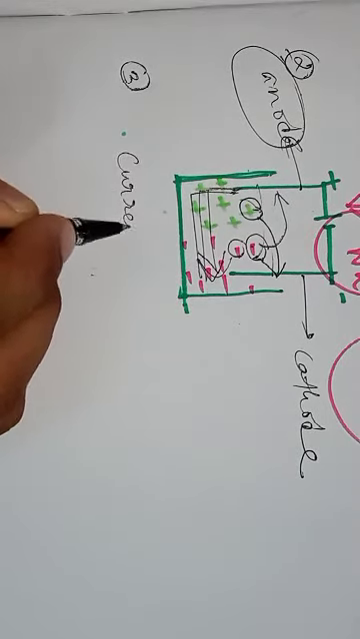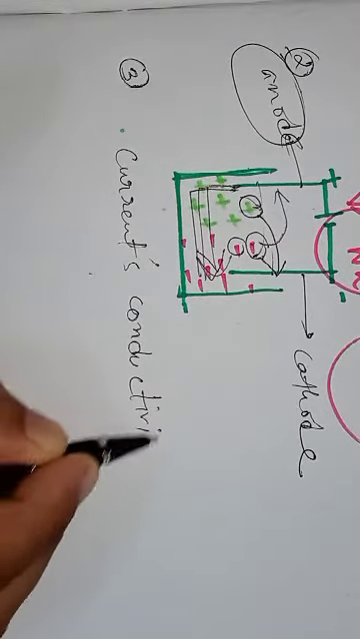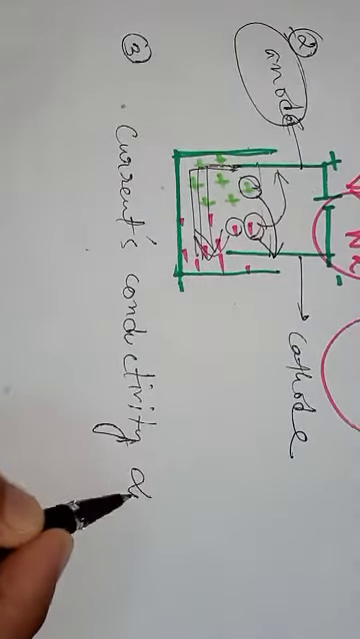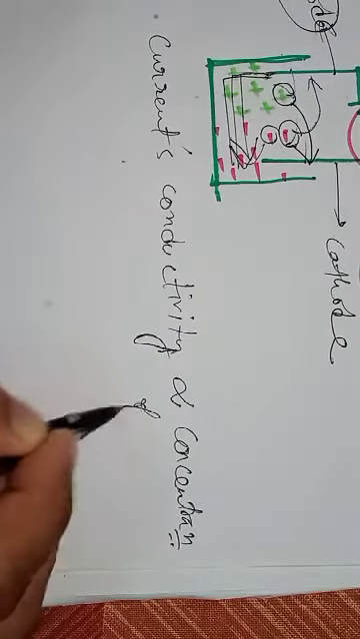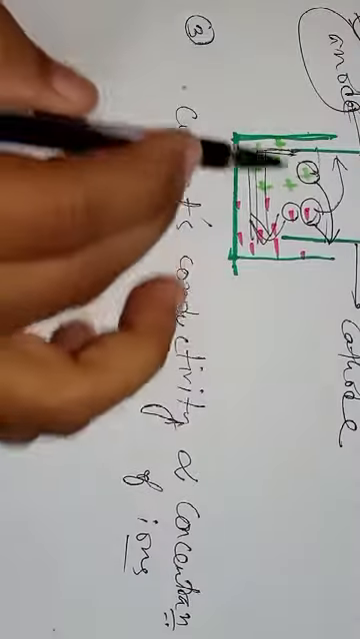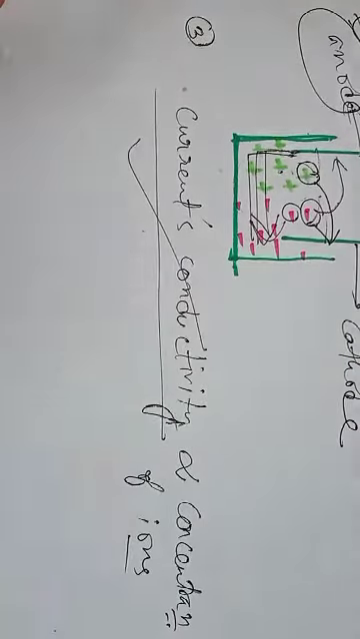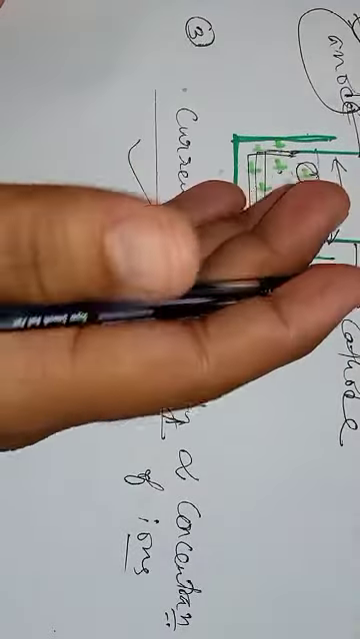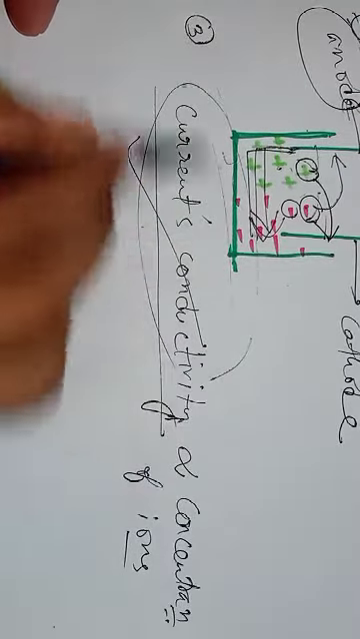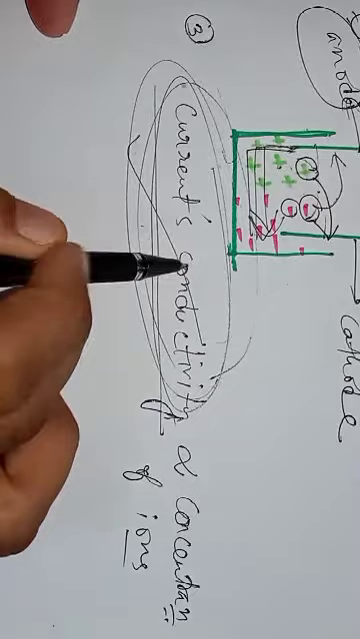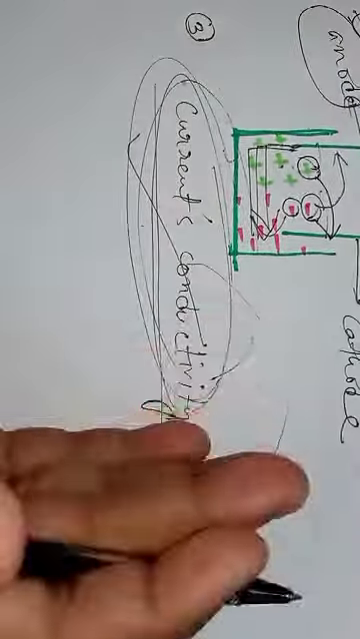So current's conductivity is directly proportional to the concentration of ions. So if an electrolyte is having lots of ions, it will conduct more current. If it has relatively fewer ions, it will conduct a lesser amount of electric current. So the conductivity of current solely depends upon the concentration of ions. Is it higher or is it lower?